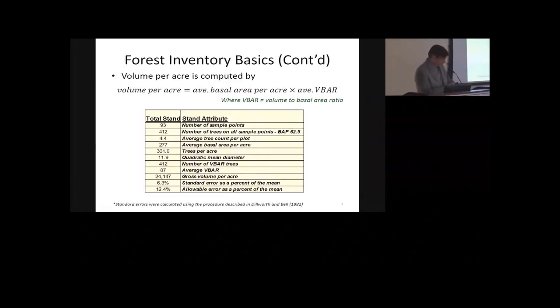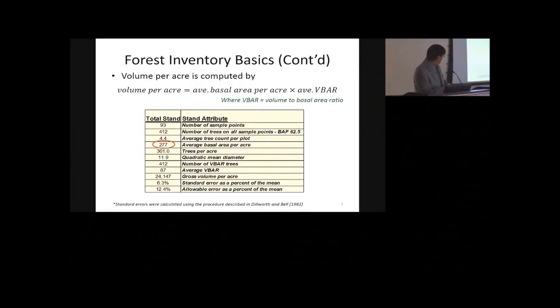Well, let's just take a look at that on this slide here. Here's a timber cruise where we had 93 sample points. We had 412 trees on those sample points. We used the basal area factor of 62.5. The average tree count per plot was 4.4, so to get the basal area, the 277, we just take our basal area factor and multiply that by the 4.4 and we get 277. Okay? That's that number right up there.